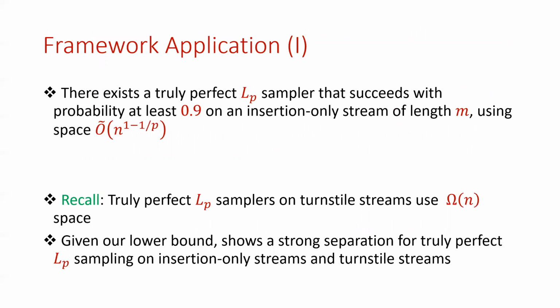So our framework can be applied to LP sampling to give a truly perfect LP sampler that uses space roughly n to the 1 minus 1 over p. And recall that our lower bound shows that the truly perfect LP samplers on turnstile streams use omega of n space. So these two results combined show a strong separation for truly perfect LP sampling on turnstile streams versus insertion-only streams.